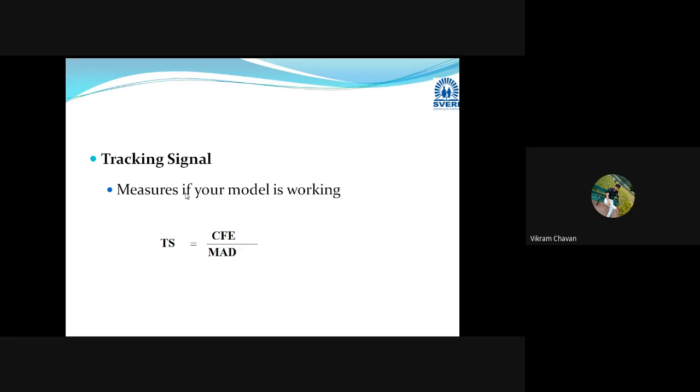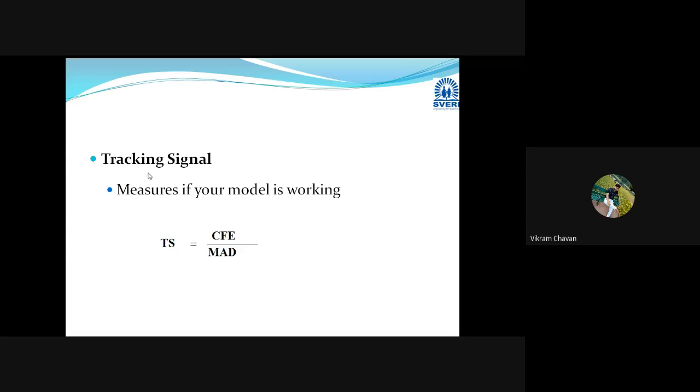So this tracking signal helps us to determine or compare two or n number of forecasting methodologies, and helps to select the best one for our production system or our sales demand. Okay, so how to determine this tracking signal? Here you can write down: it measures if your model is working. It is useful to determine whether your model is working for your sales demand or your production demand.